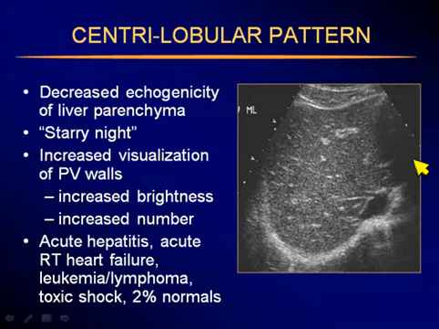And the 2% of normals are usually the young, thin adolescents, maybe 15 to 20 years old. They're so easy to scan and see so well that they look abnormal, and that's easy to tell. The patient is healthy. There's no liver function test abnormalities, so those would be normals. Beyond that, we have to be cautious and rule out liver disease.